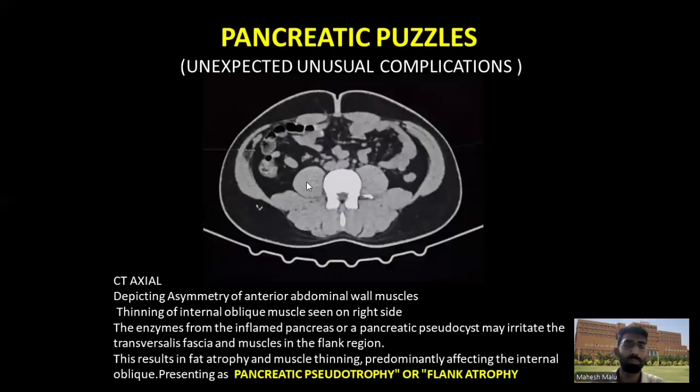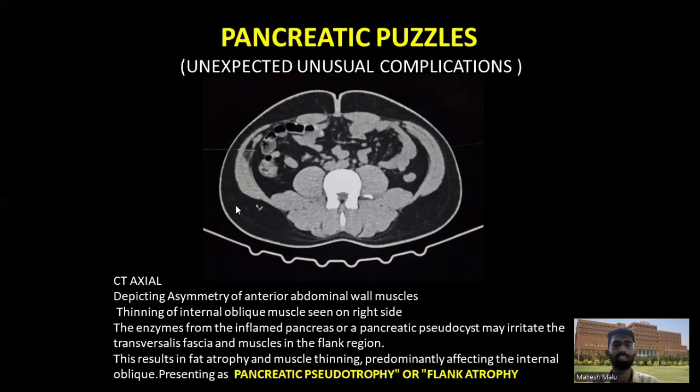Now let's discuss one more interesting case that is depicting the asymmetry of the anterior abdominal wall muscles. Thinning of the internal oblique muscle is seen on the right side. The enzymes from the inflamed pancreas or the pancreatic pseudocyst may irritate the transversalis fascia and the muscles in the flank region. So this results in the fat atrophy. As you can see on the right side, there is a muscle thinning involving the right internal oblique.